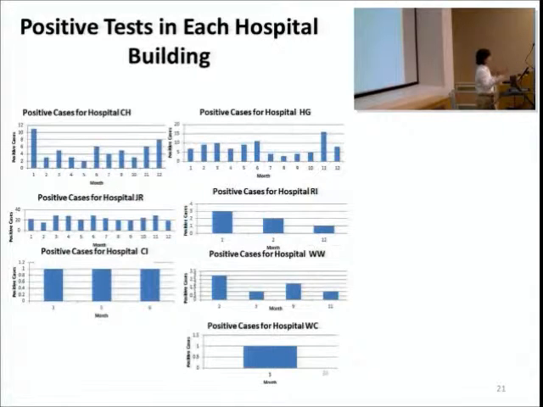What about individual hospital buildings? We can see that CH, HG, and JR have infection throughout the whole 12 months, while RI, CI, and WW have months in between where they have no infection. So we can now see that there are two significant patterns. One is spread right across the year, and one is more sporadic.